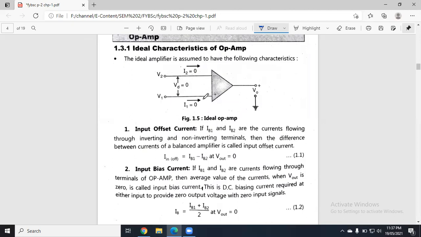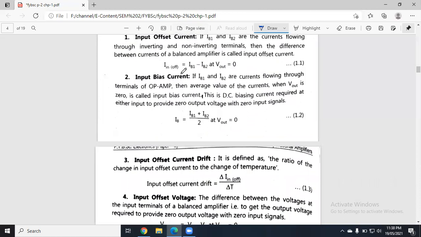We have two terminals of op amp. If we apply signal to both the terminals, then current will flow from both terminals. Correct. And the difference between these two currents is called the input offset current. Okay. So it is written as input offset current is equal to IB1 minus IB2 at V out equal to 0. Okay. The next is input bias current.